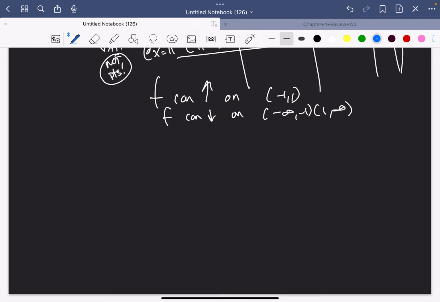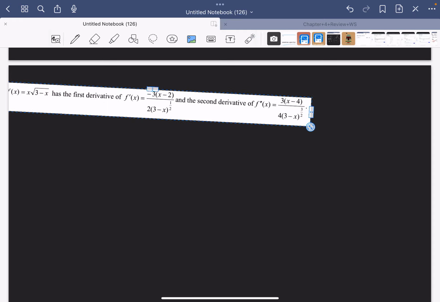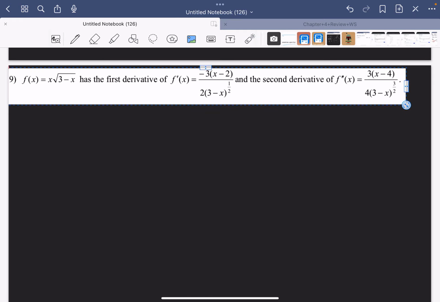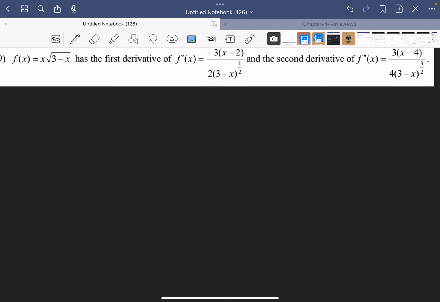So if we come over here, let's imagine you don't even have to take a derivative. Let's say that this is our function, and I give you the first and second derivative. Could you have that same conversation that we just had? Okay, so let's do some more.